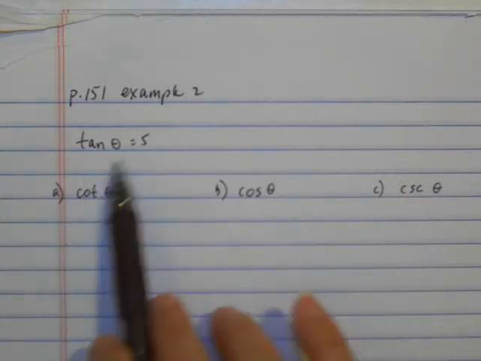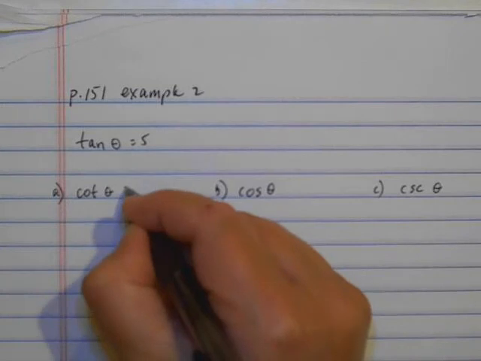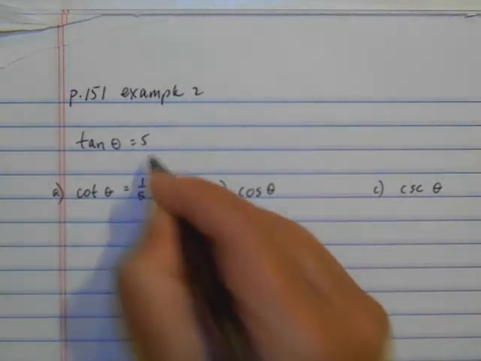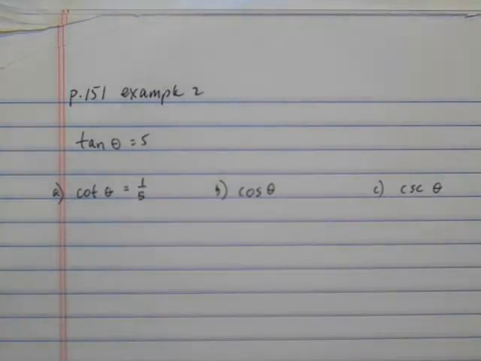So if I know tangent, cotangent's pretty easy to see because cotangent's just the reciprocal. So it would be 1 over 5 because 5 is the same thing as 5 over 1.